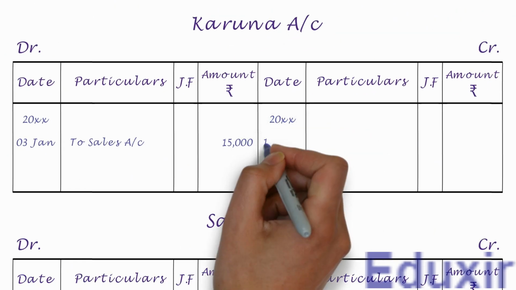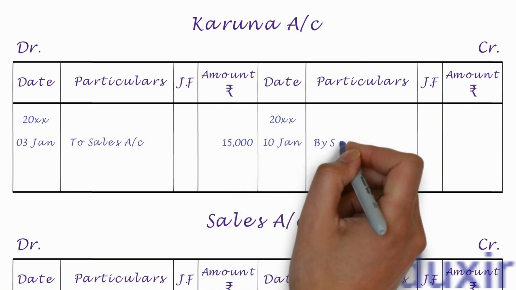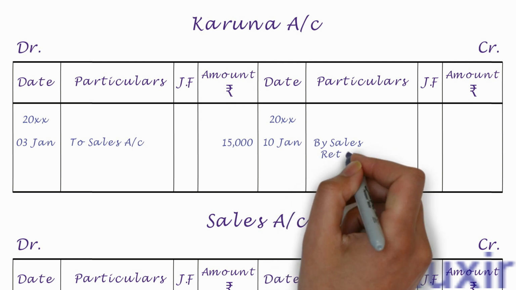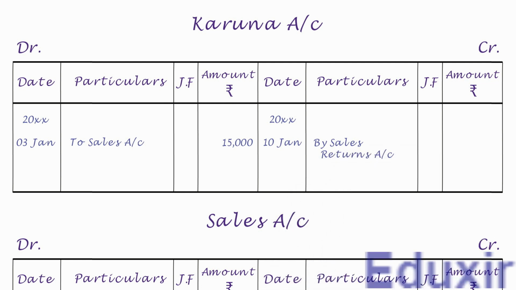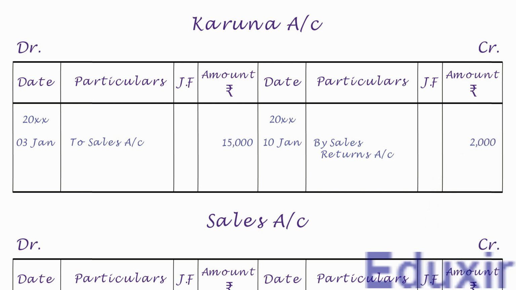Let us then write the date. We need to write by sales returns account into the particulars column. Let us also write the credit amount of 2000 rupees into the amount column. With that, we have completed the posting of this journal entry into Karuna account.